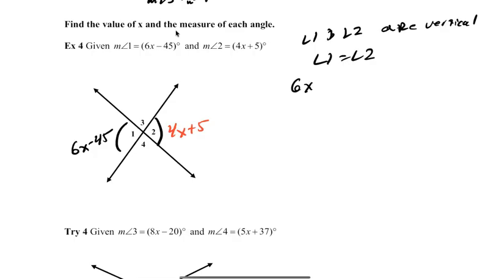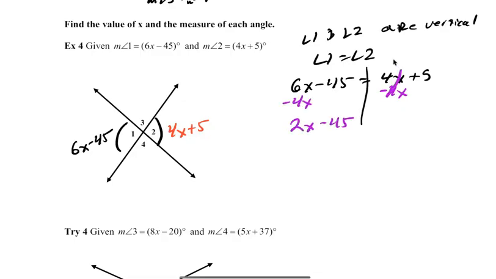So let's put 6x minus 45 equals 4x plus 5. And then we just have to solve it. Now in this case, it's a little different, right? We have x's on both sides. So let's get rid of one of the x's first. I always like to get rid of the smaller one. So minus 4x, minus 4x. I get 2x minus 45 equals 5.